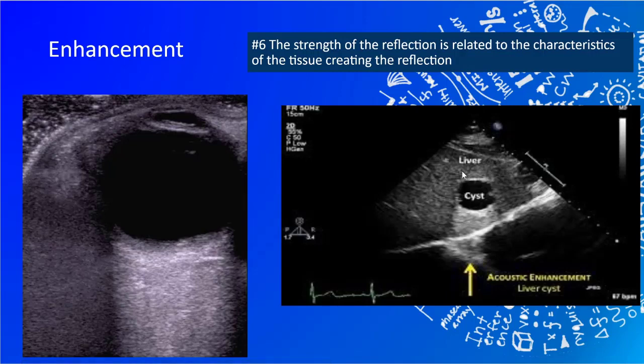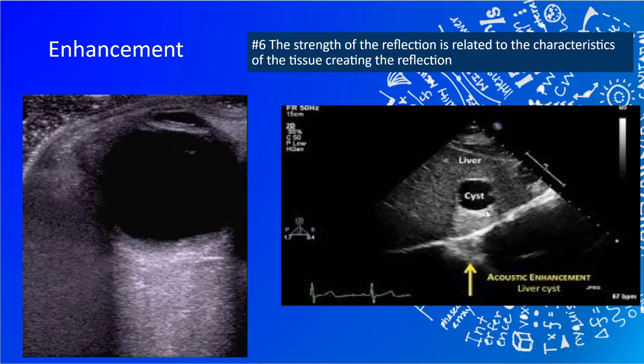Same idea over on this side, we have liver tissue, kind of this low level gray. We have a cyst within the liver, not attenuating the sound. And because of that, that liver tissue behind the cyst looks very bright, hyperechoic. This is not the right presentation of this tissue back here, therefore it is an artifact.